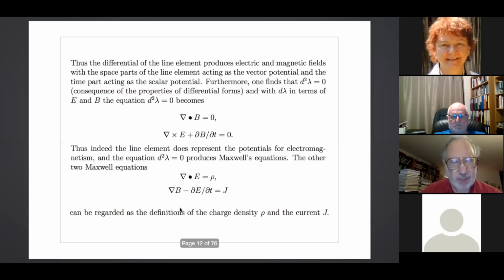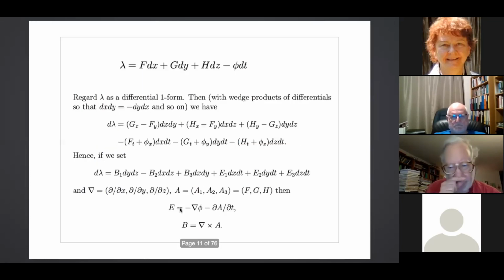Maybe I put it in the next slide. No, it didn't bother with. That's how you get to Maxwell's equations, by differentiating it one more time.